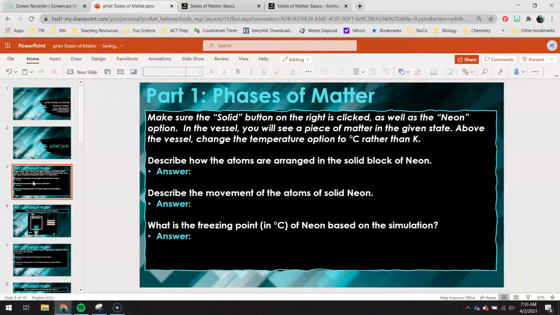Part one is again reviewing phases of matter, so we can look at some of those different properties of a solid, liquid, and a gas. So we're going to start off with solid neon. You all know neon in its natural state, or at room temperature, is a gas. But in this case, we're going to freeze this neon into a solid and look at what it looks like.